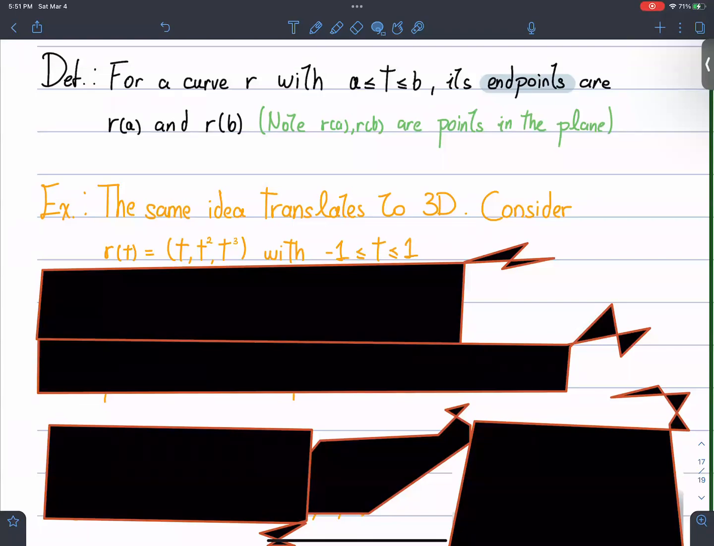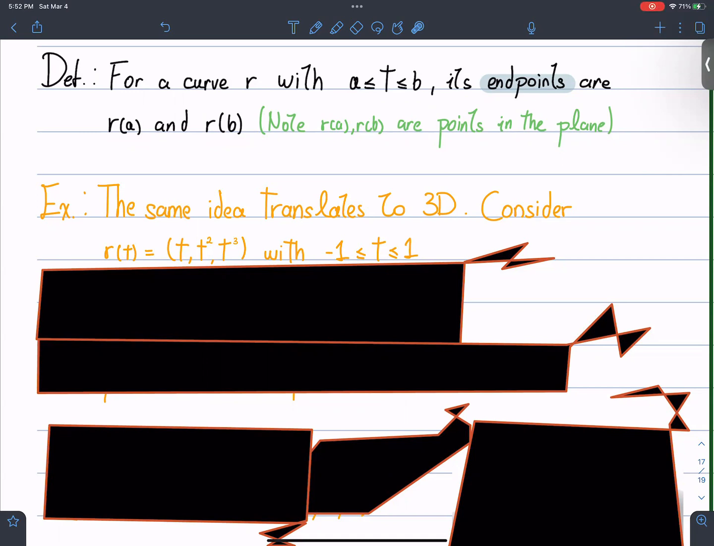Hello, everyone. We will see an example of endpoints of a curve. Let us quickly remind ourselves that the endpoints of a curve are the evaluation of r at the bounds of the parameter. So, for example, if the parameter runs from a to b, then the endpoints of our curve are r of a and r of b. It's important to notice that these points are either points in the plane or in some cases points in 3D space.